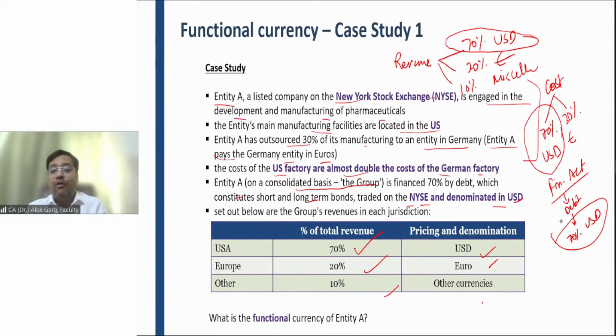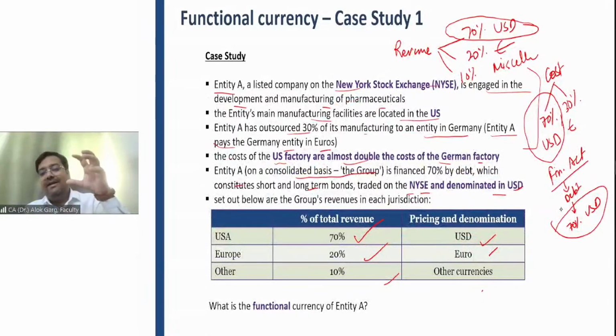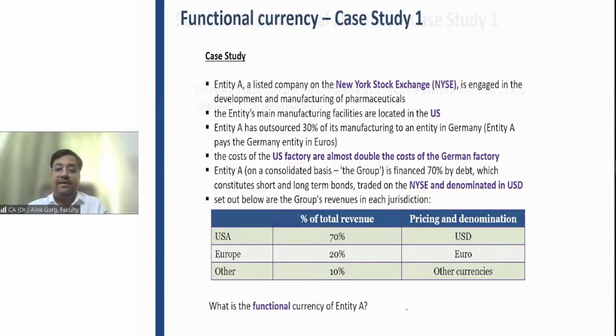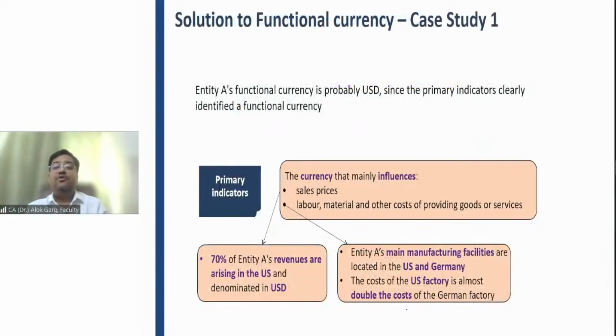According to you, what should be the functional currency of this entity? Yes, Rohan, you're right. It is US dollar only. Why? Because the primary indicator indicates that the majority of the sales, majority of the cost, and majority of the financing activities has been generated in US dollar, right? So what is the functional currency of entity A? The functional currency of entity is US dollar.